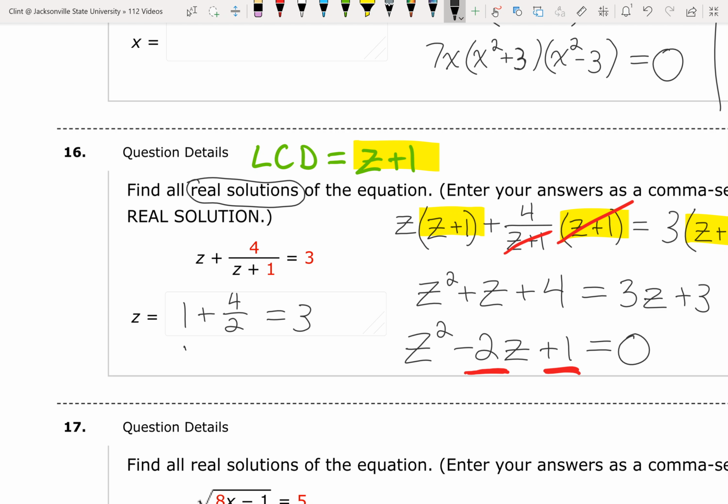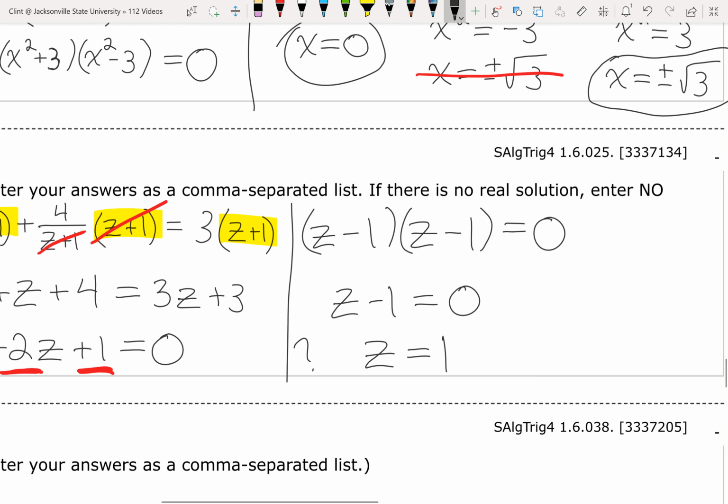So let's look. So 1 plus 2 equals 3. Yeah, that checks out. So this is a solution. We don't have to be concerned about it anymore. Z equals 1. That works.